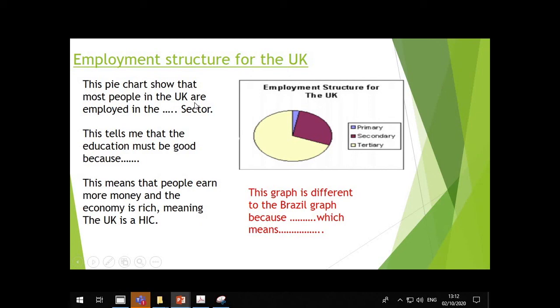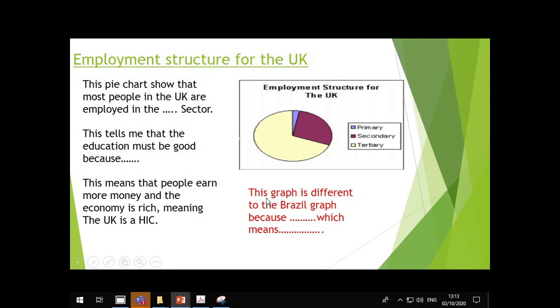The pie chart shows that most people in the UK are employed in the tertiary sector. This tells me that education must be good because you require higher education to work in a tertiary sector. This means that people can earn more money and the economy is rich, meaning the UK is a HIC.